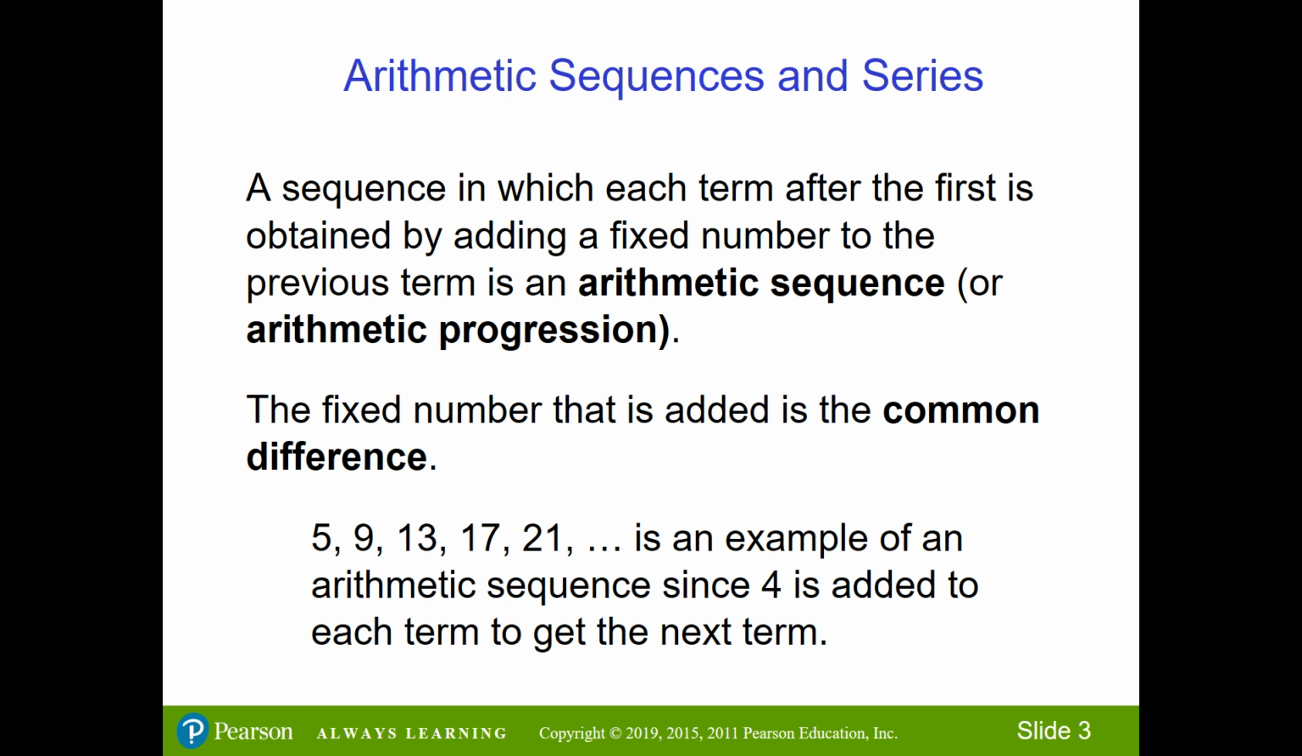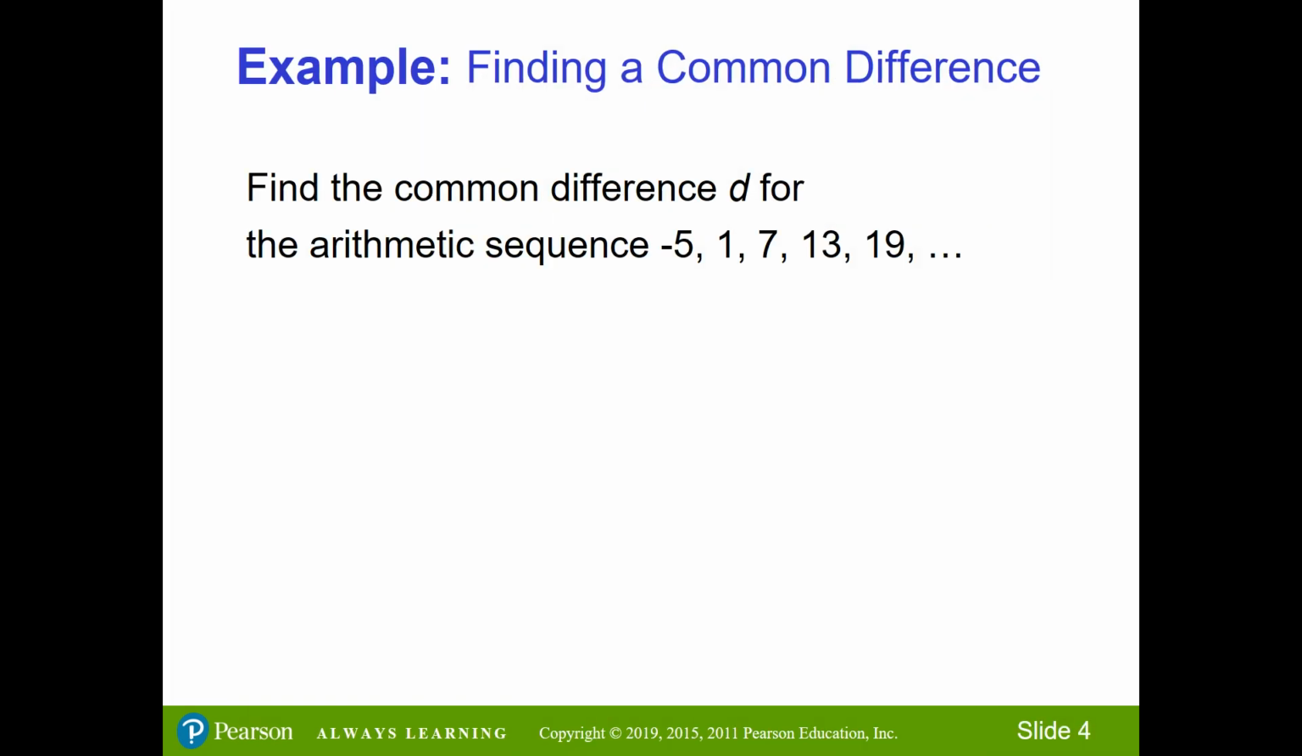So like here, 5 to 9, there's a difference of 4 units there. 9 to 13, there's a difference of 4 units there. 13 to 17, same 4 units. That's an example of an arithmetic sequence.